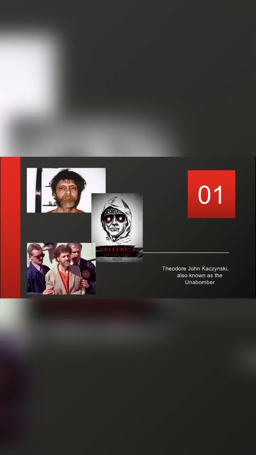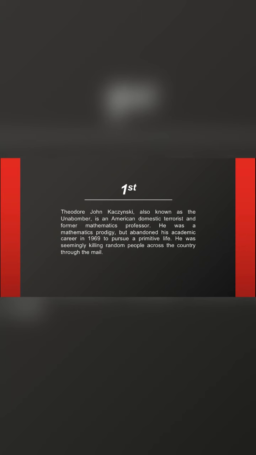So this is the suspect. His name is Theodore John Kaczynski, also known as the Unabomber. Theodore John Kaczynski, also known as the Unabomber, is an American domestic terrorist and former mathematics professor. He was a mathematics prodigy but abandoned his academic career in 1969 to pursue a primitive life. He was seemingly killing random people across the country through the mail.